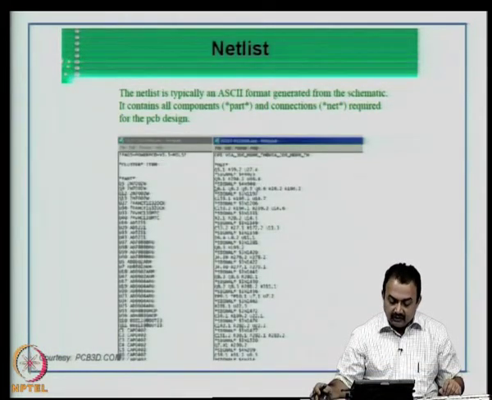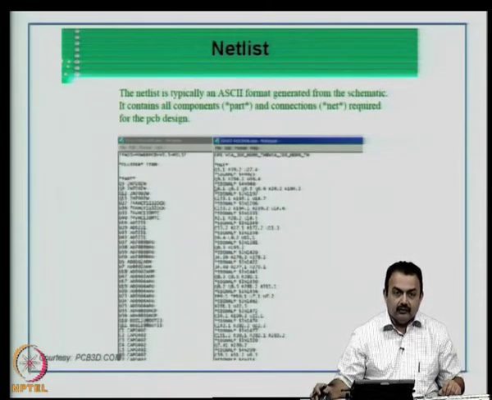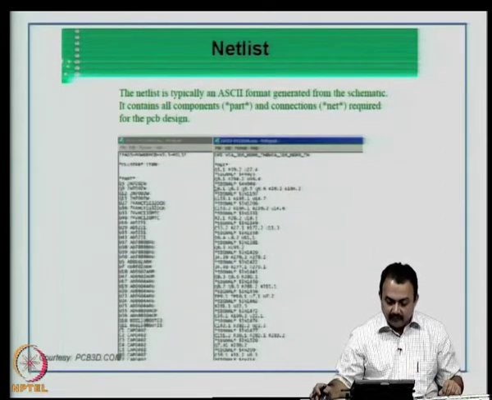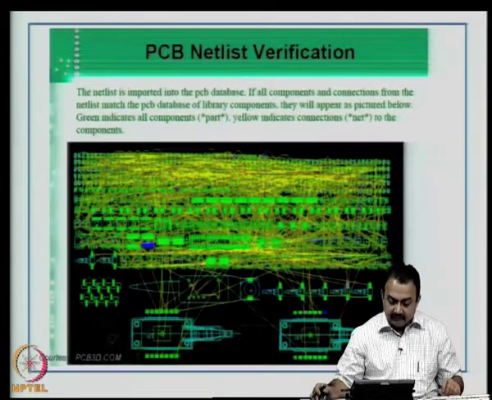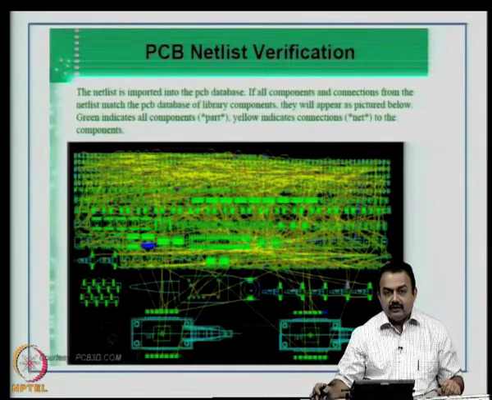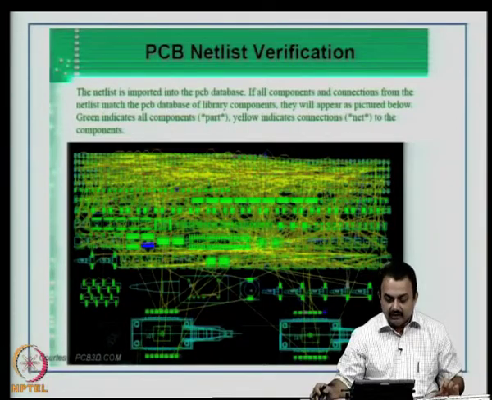We have seen in the earlier class what typically a netlist will do. A netlist is very important if you want to export your work to some other CAD program. So, the netlist is typically an ASCII format file generated from the schematic. It contains all component and connection details, that is the part and the net information required for the PCB design. Then you do a netlist verification. So, as you can see in this figure, there is what is known as the rat's nest. The components are dumped on the screen in the layout module of your package with the connections.